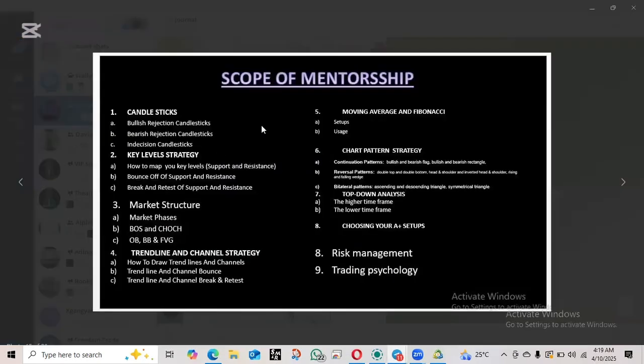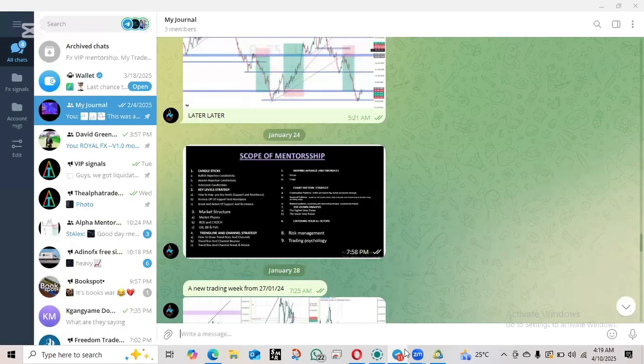Actually, this is the scope of the mentorship. We have the candlestick patterns, we have the key level strategy, we have the market structure, we have trend line and channel strategy, we have moving average and Fibonacci, we have chart patterns. We also have the top-down analysis, choosing your A+ setup, risk management, and trading psychology. These are the things we are going to learn in this mentorship. So today I'm just taking on candlestick patterns. So let's continue with it.